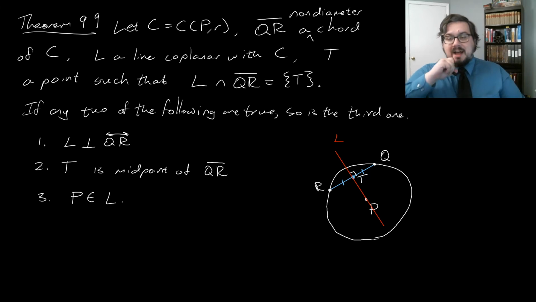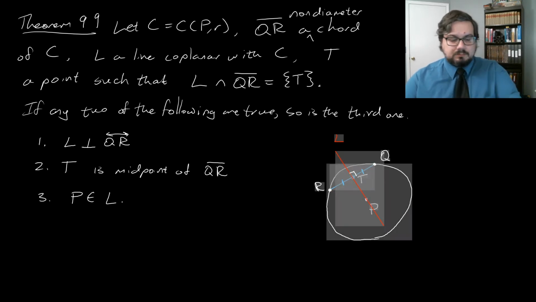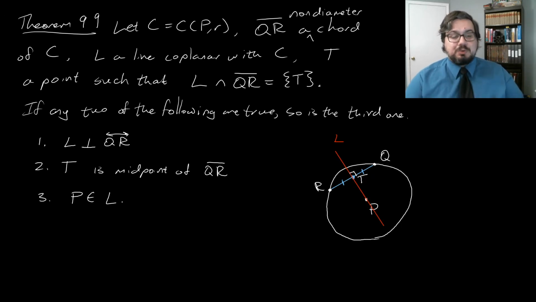Right, so we've got three things going on here. We've got that the line L is perpendicular to the line QR. We've got that the point T is the midpoint of the segment QR. And we have that the line L contains the center P of the circle. And the statement says that if any two of these hold, then the third one has to hold as well. So let's see how we do this. And we're basically just going to go by cases. There are three different ways of choosing two of these statements and proving the other one.